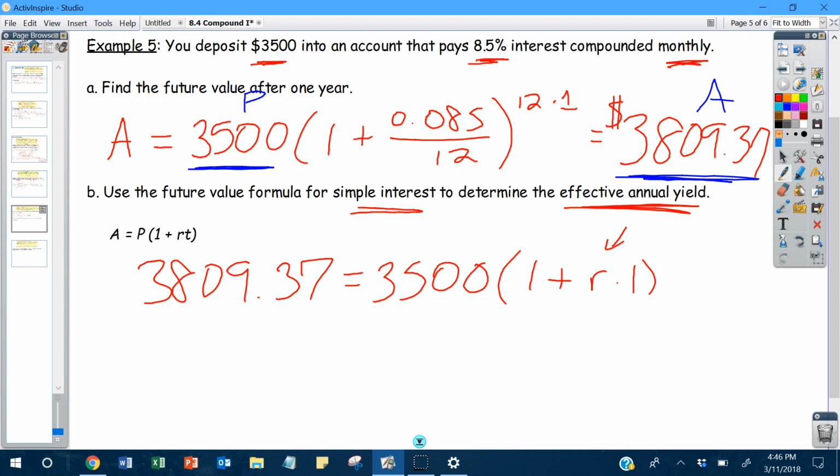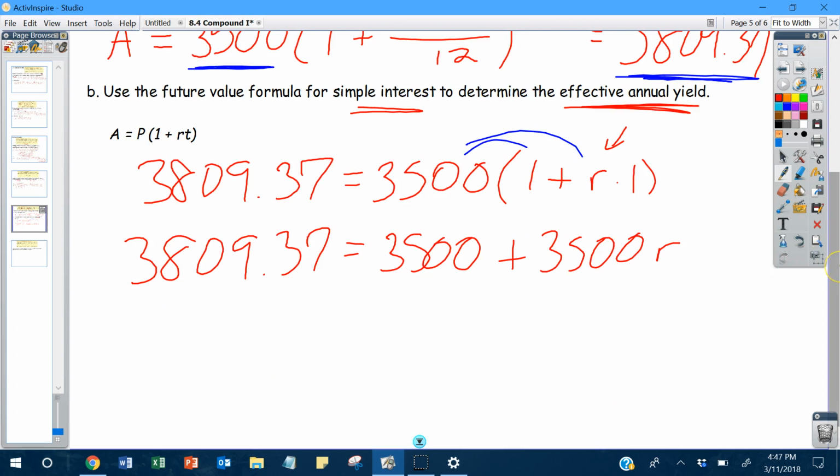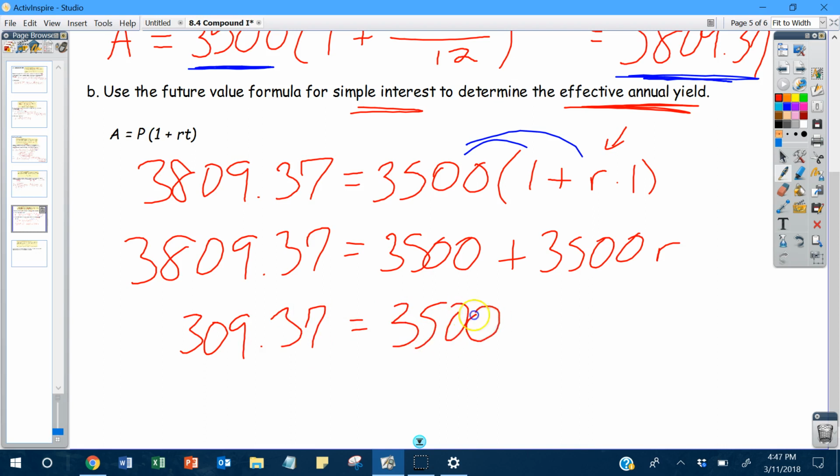Okay, so I need to get R by itself. So maybe I can distribute this on the right. I get 3,500 plus 3,500 R. And here, this just comes down. Just doing some algebra here now. This isn't going to be too bad. So then I'll subtract 3,500 from both sides. And I end up with 309.37 on the left-hand side and 3,500 R over on the right-hand side. Do the division, divide by 3,500.